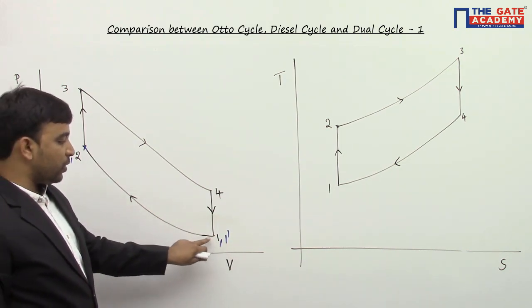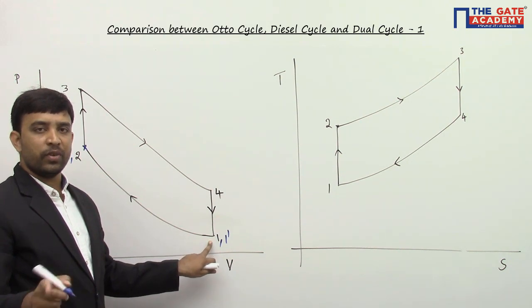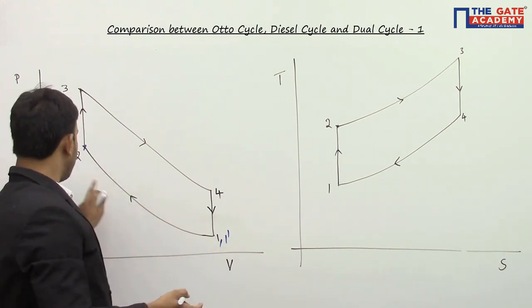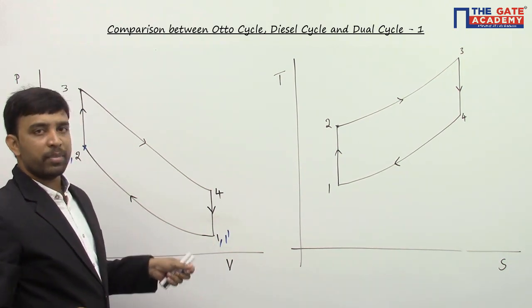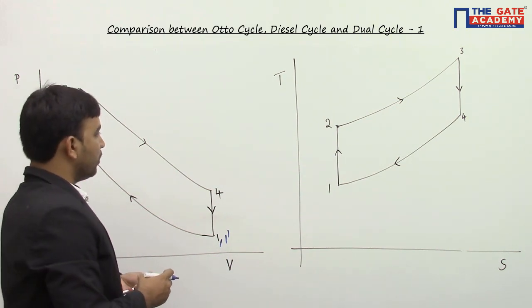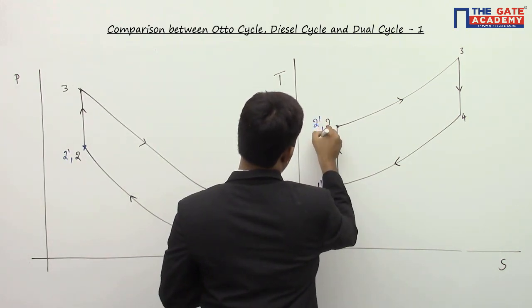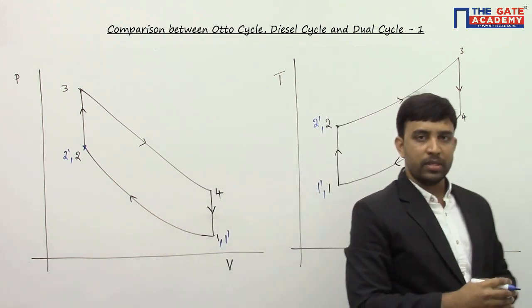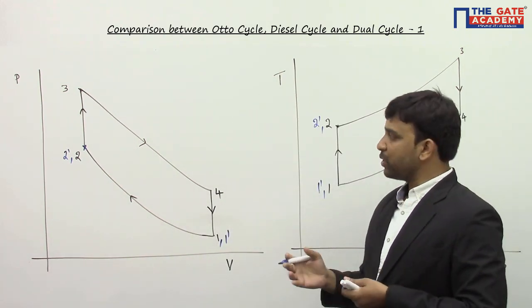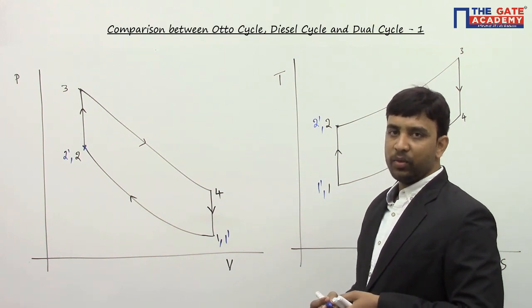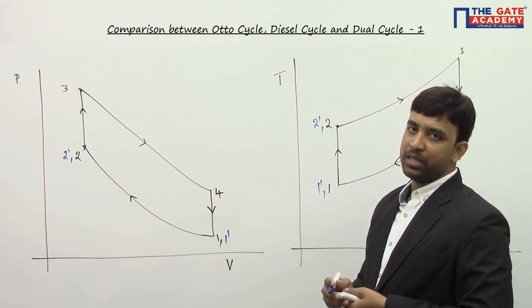1 dash coincides with 1 because the inlet conditions for both Otto and diesel cycle are the same, and 2 dash coincides with 2 because the compression ratio is the same. So I can say like this, 1 dash will lie here and 2 dash will lie here. So it's a compression process. And the next process, in diesel cycle, we go for constant pressure heat addition process.